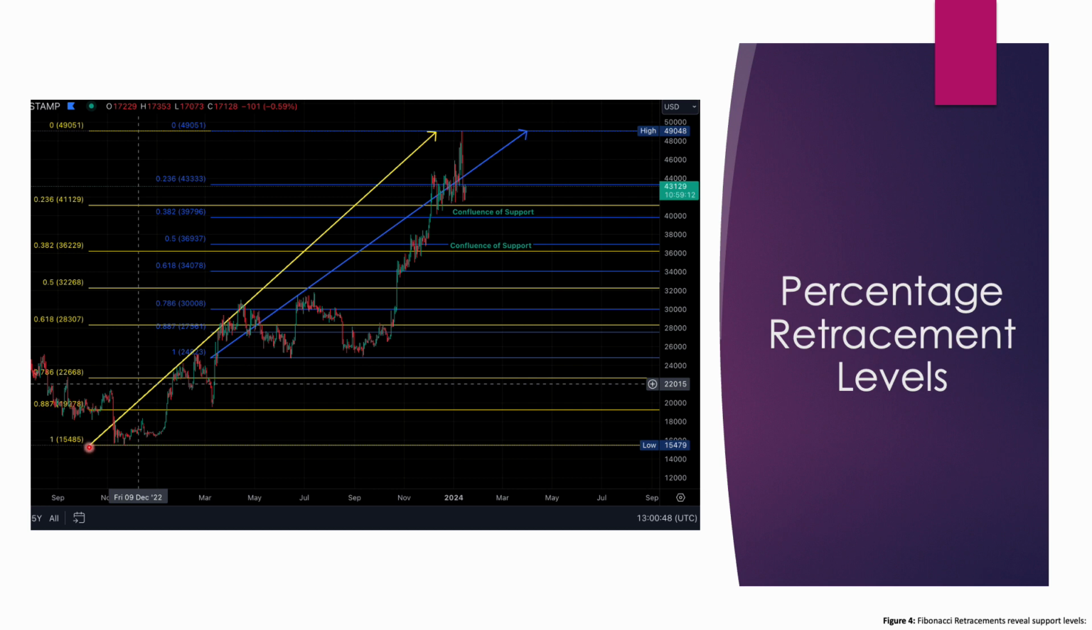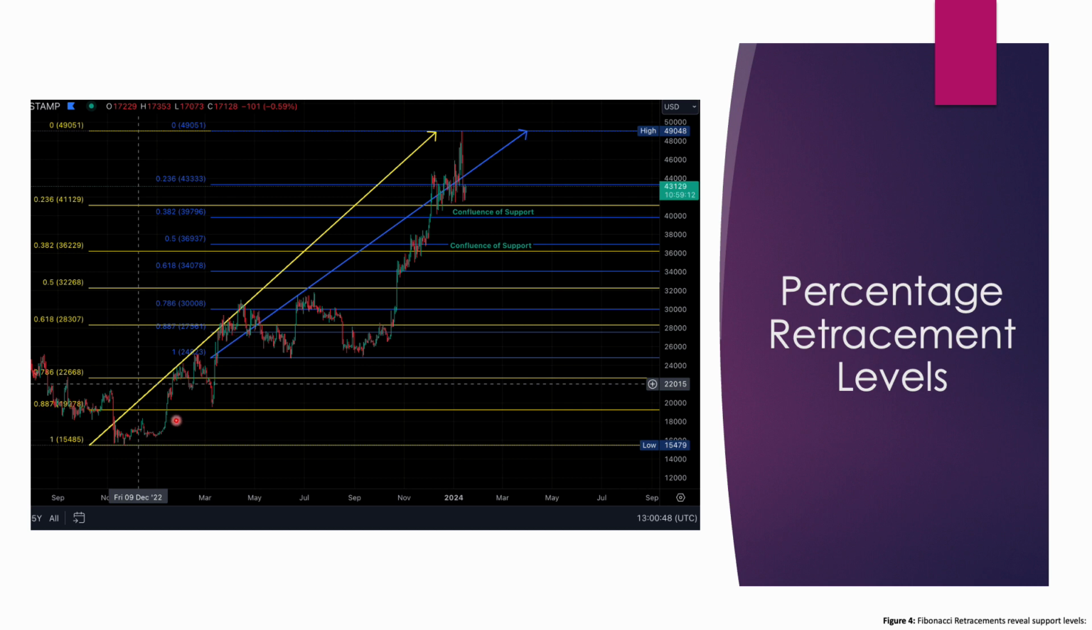For example, the yellow retracement is a Fibonacci retracement from the cycle low of 15.5 to the cycle high of 49. This is the first retracement, and this retracement does provide support and resistance. You can see that the 0.236 retracement is providing support for price.